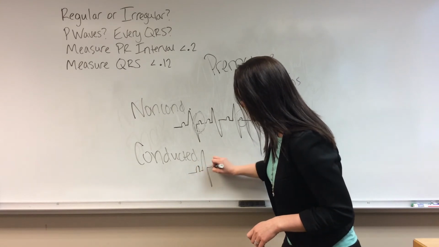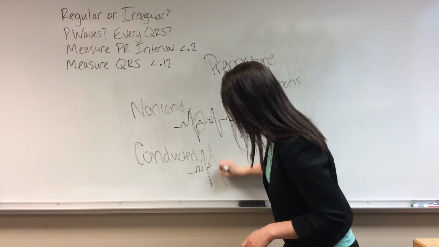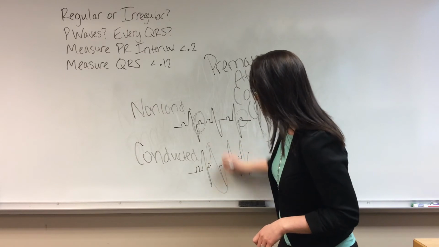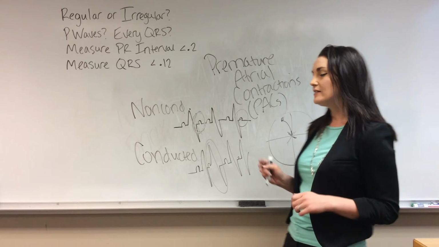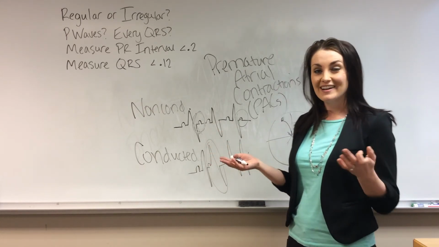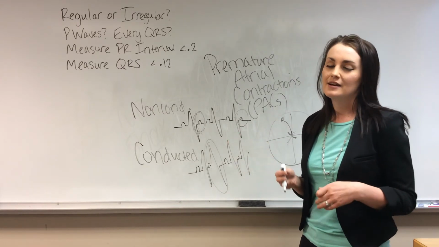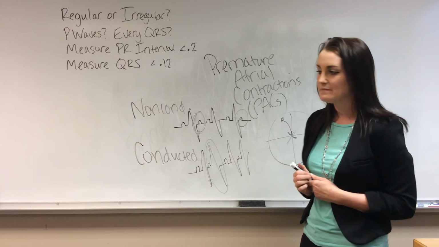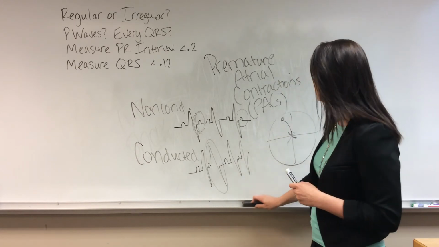A conducted one, as you can probably already guess, is just an early beat that's conducted all the way through the pathway. So the atria decides, okay, I'm going to contract, and it's early, and the ventricle says, okay, sure, why not? And it contracts, and you get a QRS then too. So a P wave with the QRS coming early, it's a conducted PAC then. And again, you monitor your patient, but they're usually pretty benign.